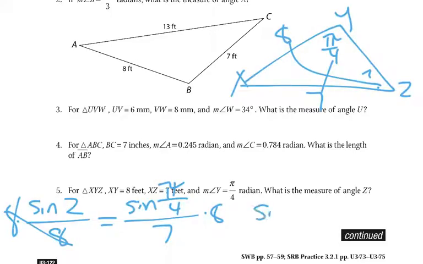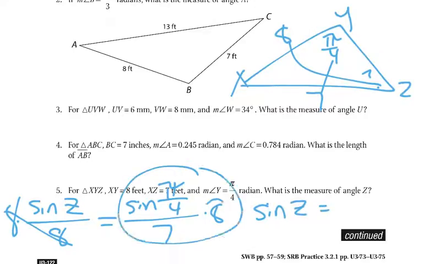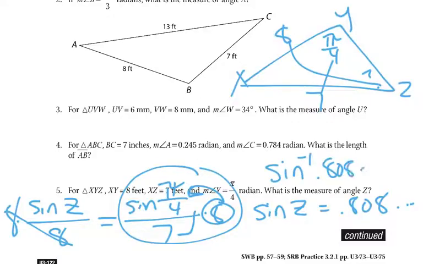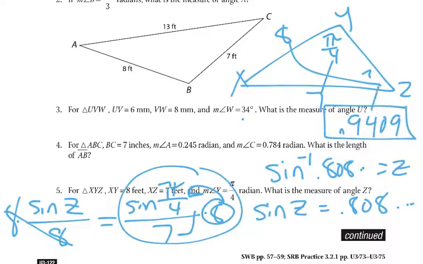Those cancel. So the sine of angle Z equals, and then I put that in my calculator, 8 times that whole thing divided by 7. We get about 0.808, but there's more decimal to it, so leave that in your calculator, and then you just take the inverse sine of 0.808, and the rest of that decimal equals angle Z. And it'll be in radians. And we get about 0.9409, so we can call that good for our radians. Alright, so there's those ones.